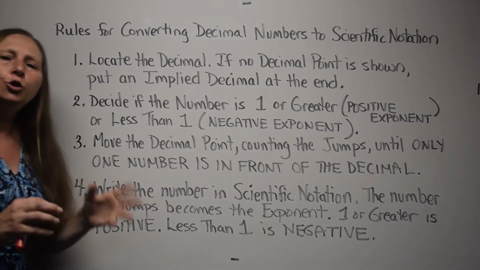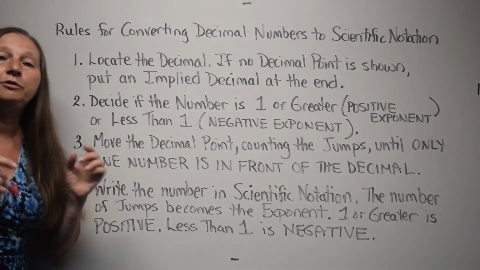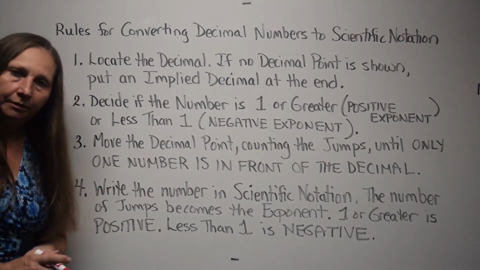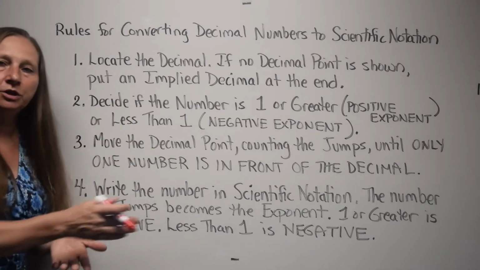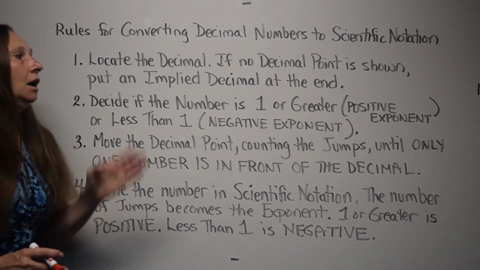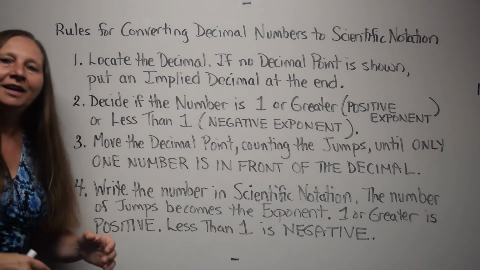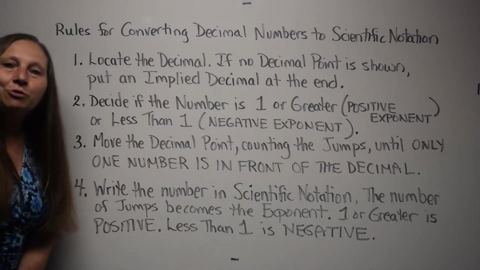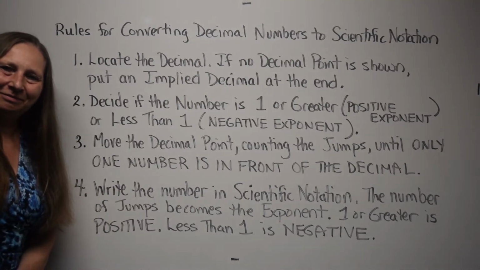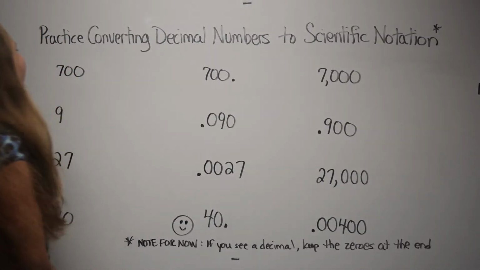All right, so you might not need a bunch of rules. You might just be able to do it. But if you ever run into a problem where you're not sure how to convert a number from decimal to scientific notation, or maybe you forget, come back to the rules and follow the rules one at a time until you get the hang of it again. After a while, you won't need rules. You'll just know how to do it. Now let's practice using the rules that we set forth.